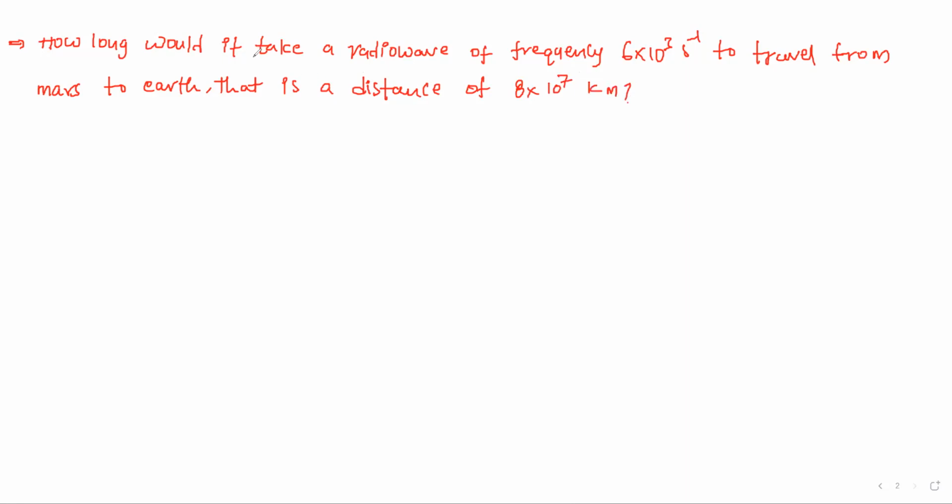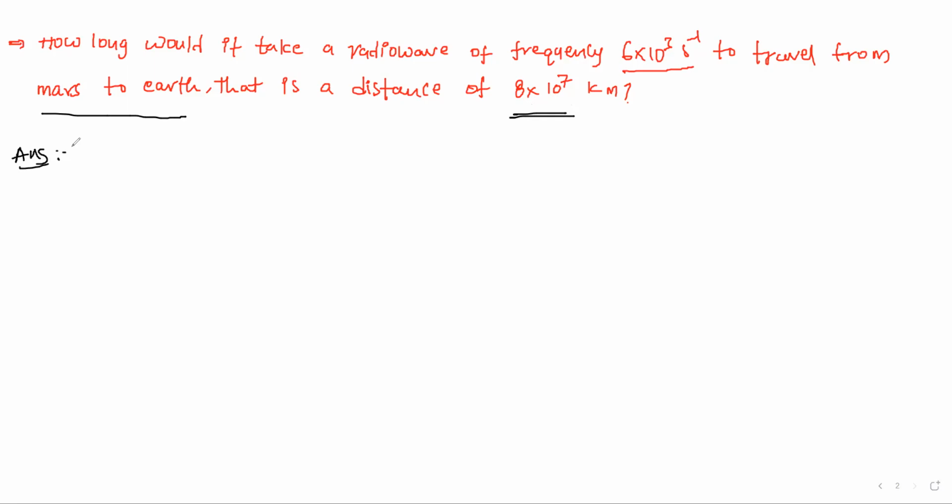Here, how long would it take the radio wave of frequency 6 into 10 to the power of 3 per second to travel from Mars to Earth? It comes from Mars to Earth. That is the distance, 8 into 10 to the power of 7 kilometers. If it travels that distance at that speed, how much time does it take to reach from Mars to Earth? We have to find that out.